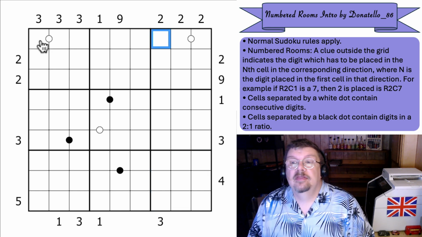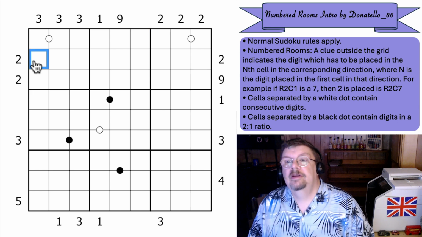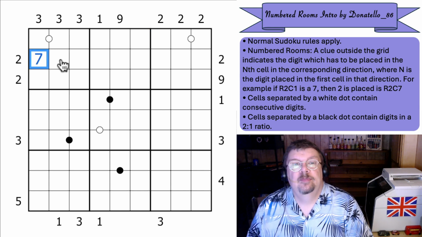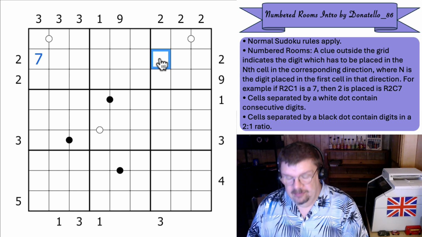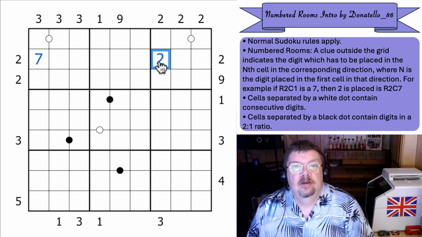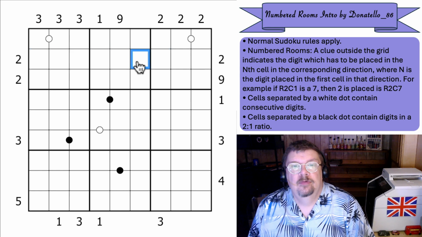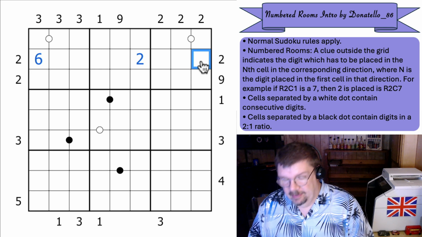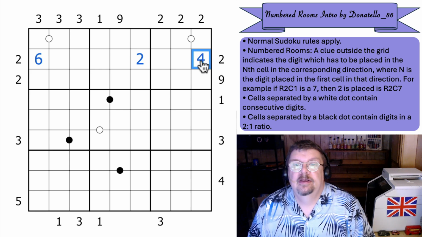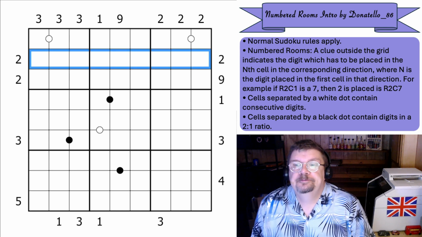if this clue, row 2, column 1, is a 7, then we're going to place a 2 in the seventh space across. So 1, 2, 3, 4, 5, 6, 7. So that would force a 2 there if that were a 7. Conversely, if we were able to deduce that this were a 2, then that would make this one a 6. And in fact, it would also make this one a 4, because that would be 1, 2, 3, 4. So that's how numbered rooms work.